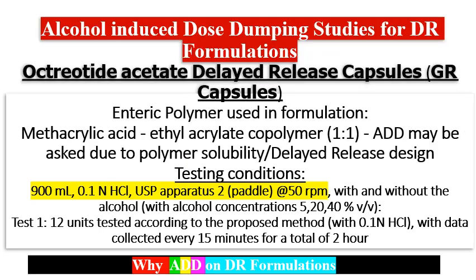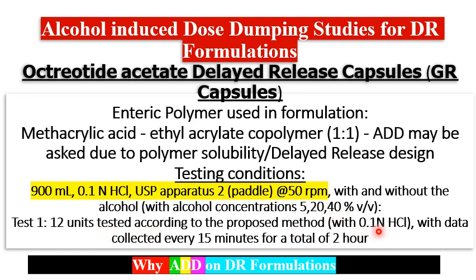Then another example is octreotide acetate capsules. These are delayed release capsules, and the enteric polymer used is methacrylic acid ethyl acrylate copolymer with a ratio of 1:1. The alcohol dose dumping study may be asked due to polymer solubility and delayed release design. Here the dissolution test is to be performed in 900 ml 0.1 normal HCl, USP apparatus 2, paddle, 50 rpm, with different concentrations of alcohol like 5%, 20% and 40%.